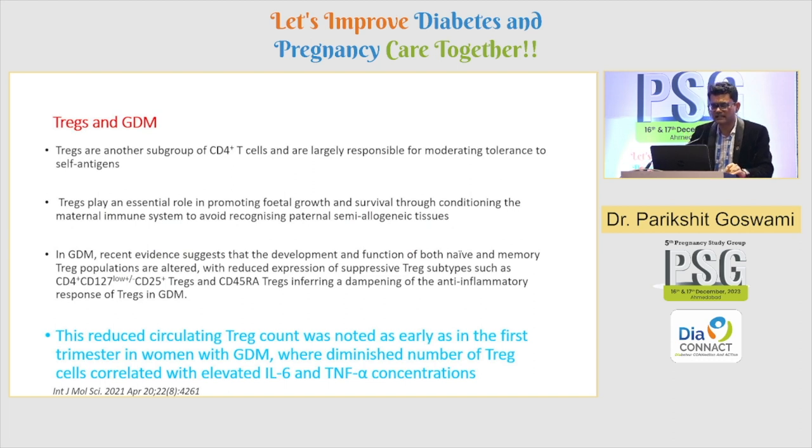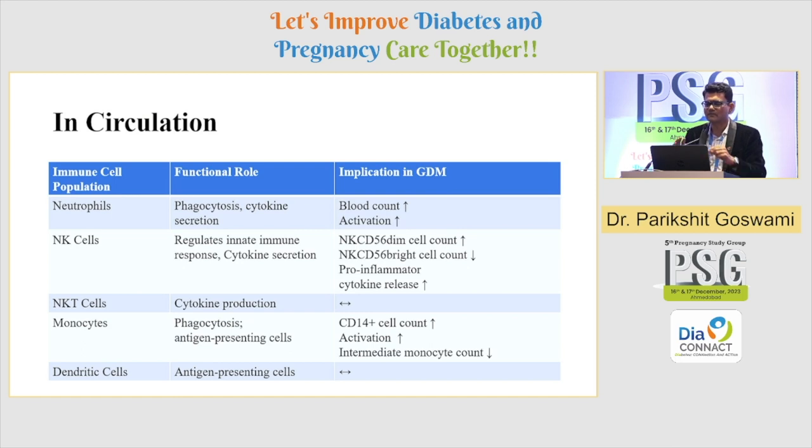Tregs and gestational diabetes. This reduced circulating Treg count was noted as early as the first trimester in women with gestational diabetes, where a diminished number of Treg cells correlated with elevated interleukin 6 and TNF alpha concentrations.